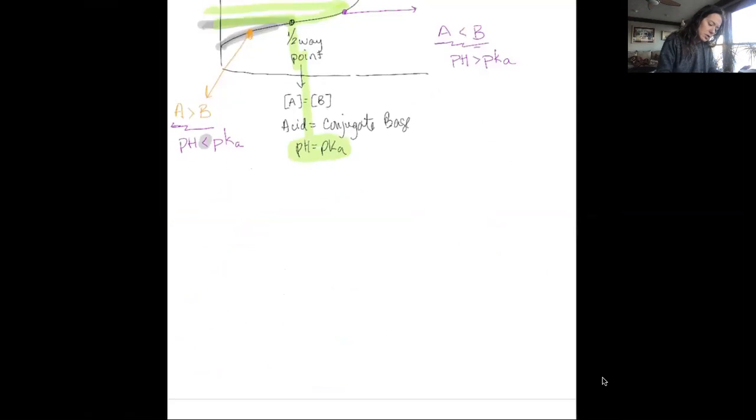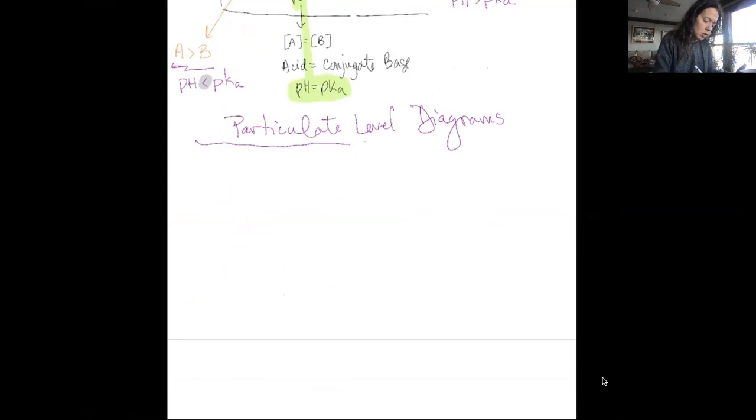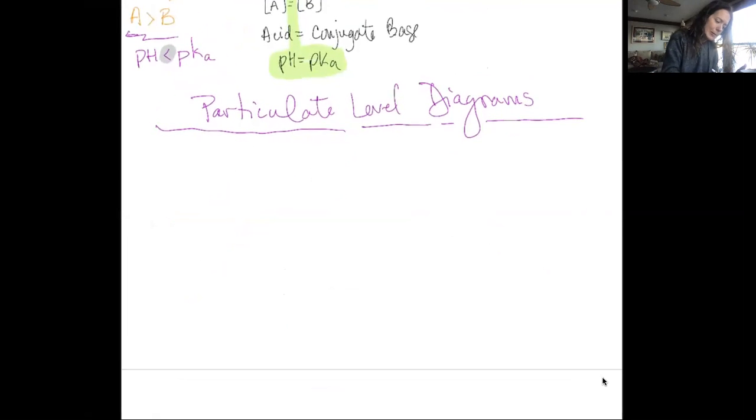All right, let's look at some particulate level diagrams and then we'll finish this. We are going to make sure that we can draw particulate level diagrams for the different parts of the titration curve. You would want to be able to draw them, and to determine if they were correct if provided to you. You'd want to be able to assess them or create them yourselves, or look at them and say at what point in the curve we are in terms of conjugate acids and bases and hydrogens and hydroxides.